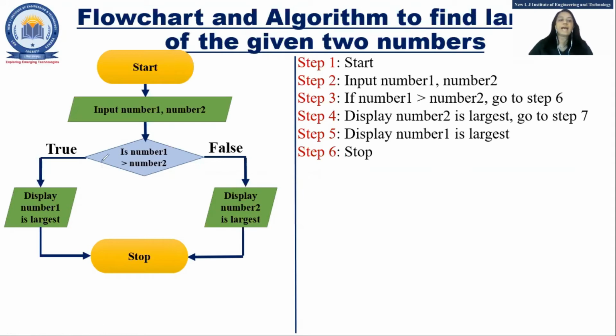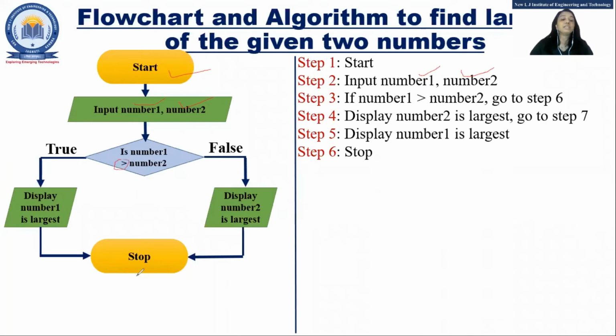So, you can see that start. Now, for that, you require two numbers. So, input number 1 and number 2. Same thing is written here also. Step 2: Input number 1 and number 2. After that, what happened? Now you know, if you want to check the quantity between two numbers, either greater or less, for that this symbol is used, that is called greater than, right?